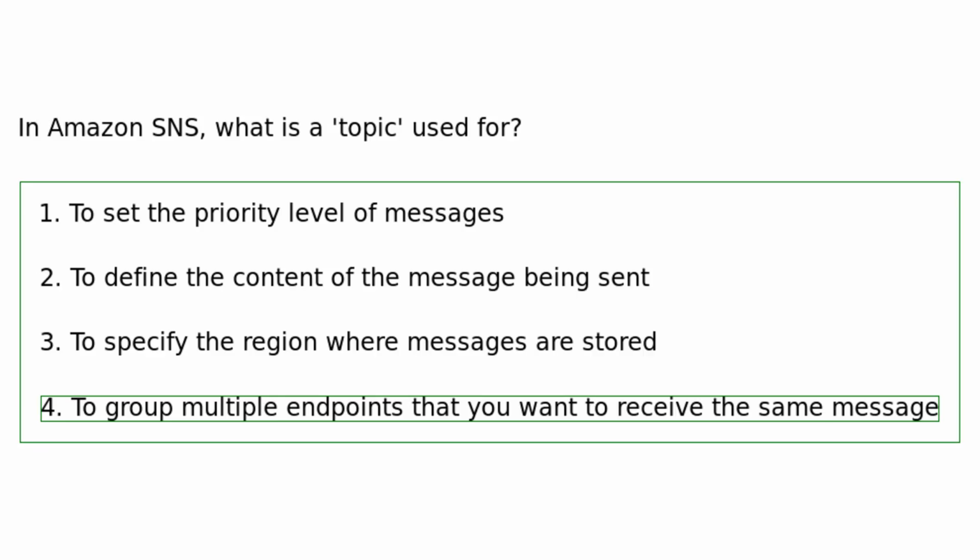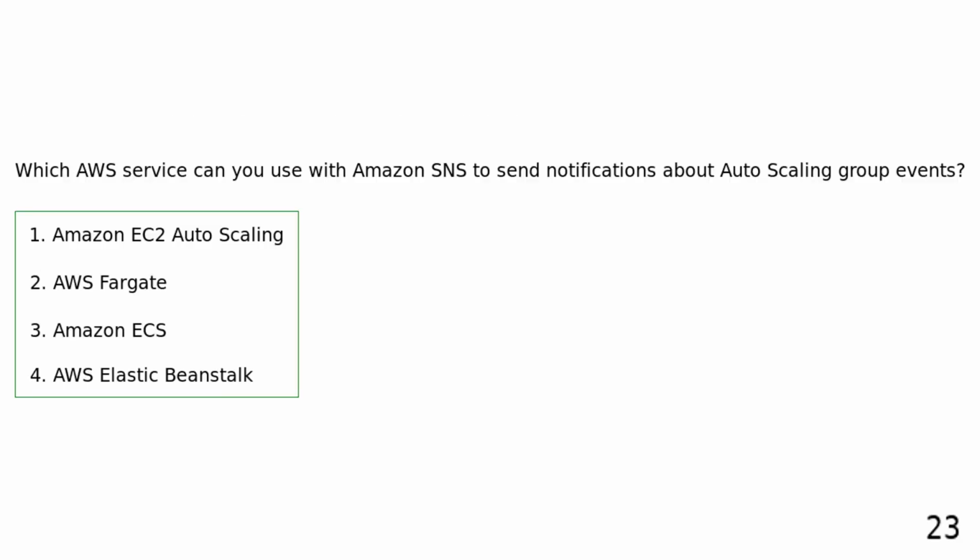Which AWS service can you use with Amazon SNS to send notifications about auto scaling group events? Amazon EC2 Auto Scaling, AWS Fargate, Amazon ECS, AWS Elastic Beanstalk. Amazon EC2 Auto Scaling can be configured to send notifications through Amazon SNS about events like instance launch or termination in an auto scaling group.